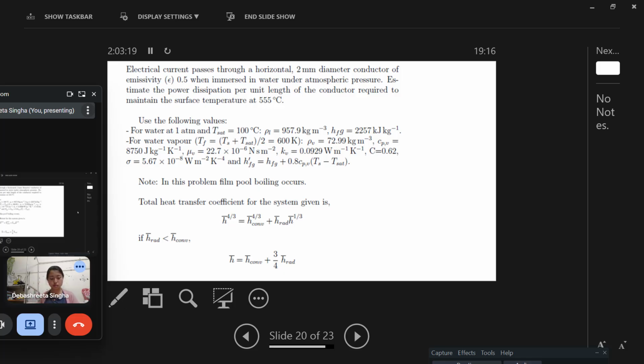So here this problem is the case of film pool boiling. The previous one was nucleate pool boiling, that's why I used the Rohsenow equation. But here we use another equation which is for film pool boiling. So for film pool boiling, the equation is something else.